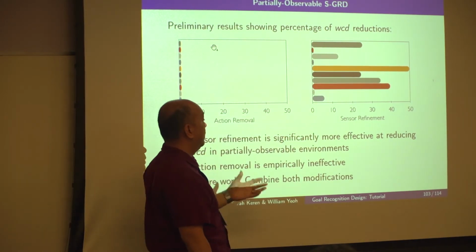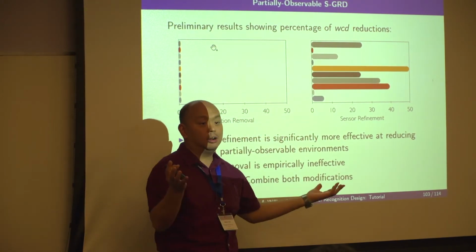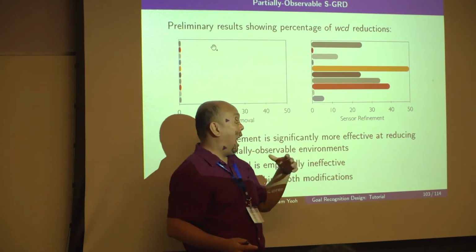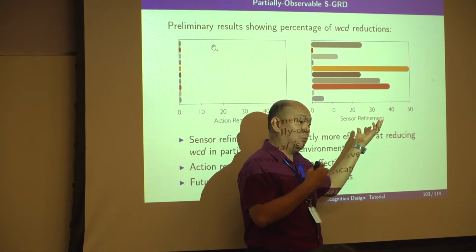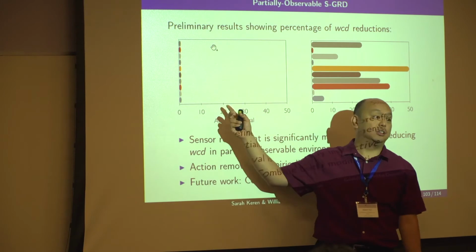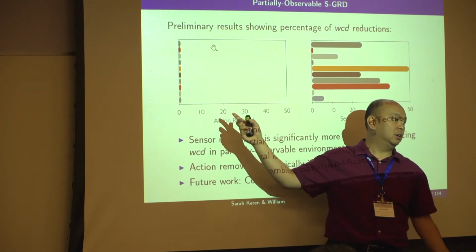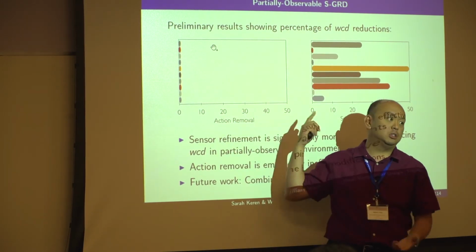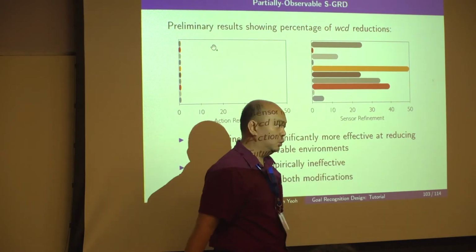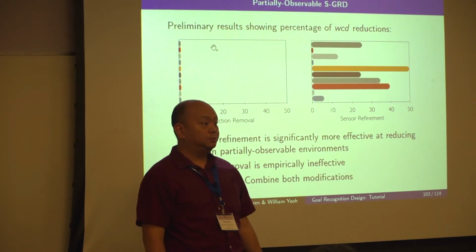But we only did experiments where we put them in isolation. Something that could be interesting is that after we place the sensors, now that we can tell more things for sure, can I remove actions to further reduce the WCD? So combinations of these two things are something we will need to do in the future.